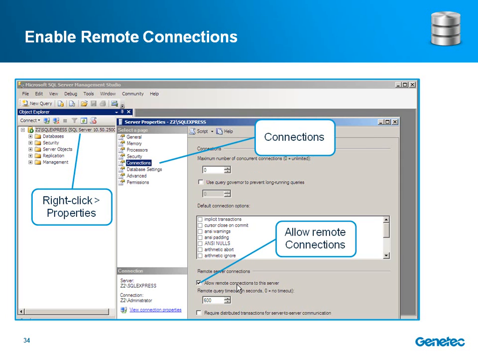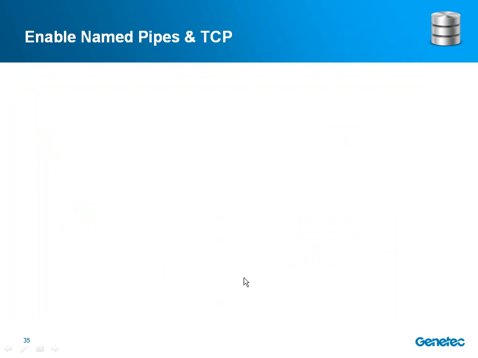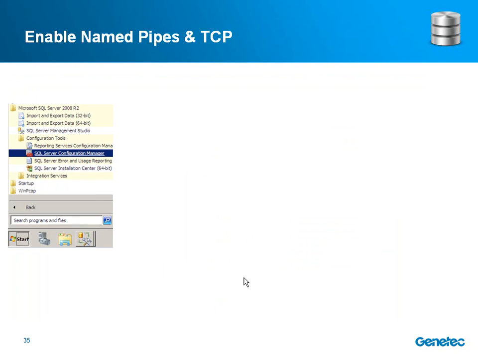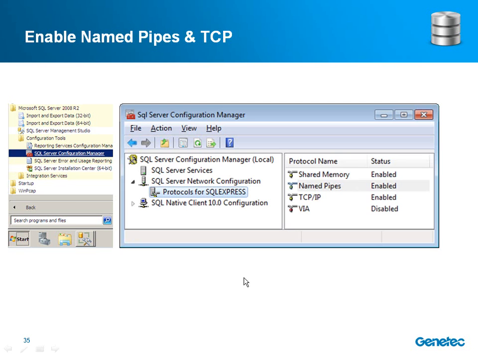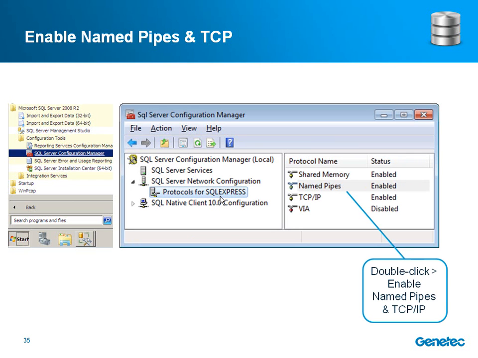You can leave that open for now, but we need to make sure the protocols are enabled by going into the SQL Configuration Manager. And you won't need to download this, it should have been installed with SQL regardless of the version. From the Configuration Manager, expand the SQL Server Network configuration and click on the section called Protocols for your database name, and in our case it's SQL Express. You'll see two protocols on the right that we need to have enabled, named pipes and TCP/IP. You can double click on them and set them to enabled if they are disabled at the moment.